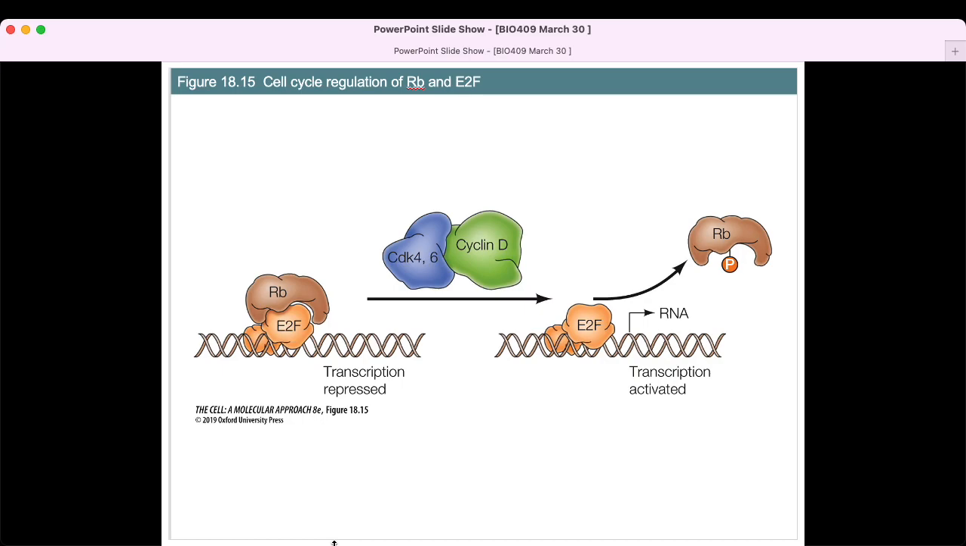CDK catalyzes the phosphorylation of retinoblastoma, and retinoblastoma lets go of E2F. And E2F gets to do its job. And we love this because we say, oh, E2F's a transcription factor. What genes, what are the target genes? What genes are activated by E2F? So let's just look at that for a second.